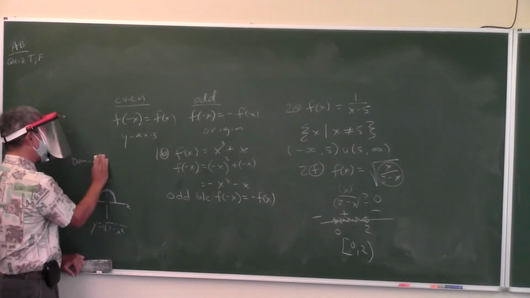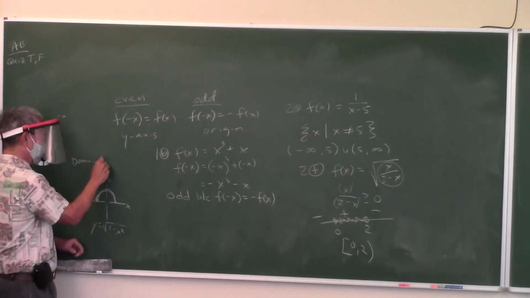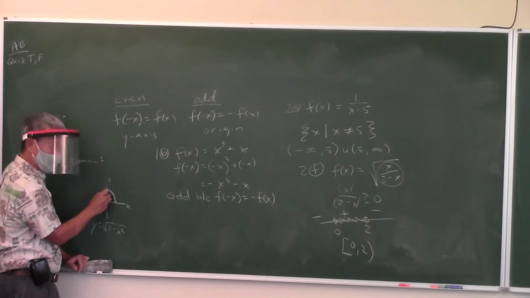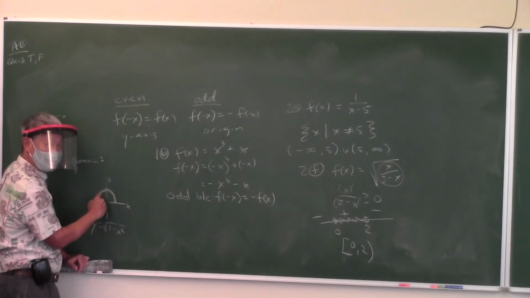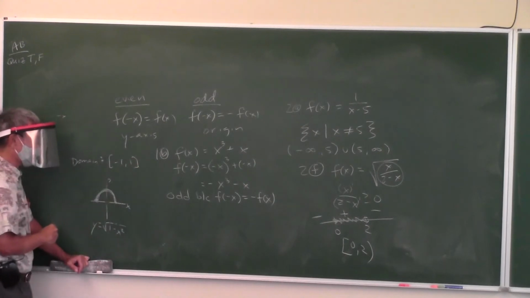The domain is a listing of all the x coordinates. Like right here, what is the x value right here? Negative 1. There it's 0. There it's 1, right? Do you have everything in between? So the domain is from negative 1 to 1, inclusive.